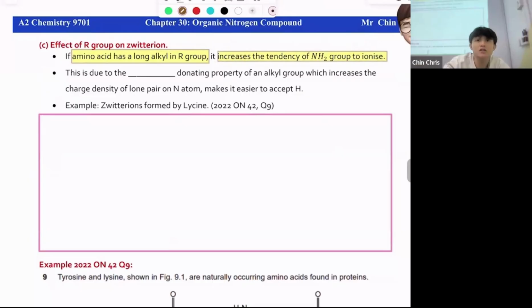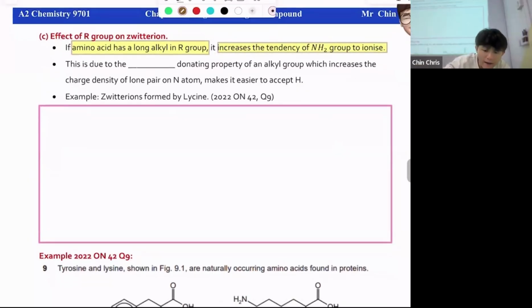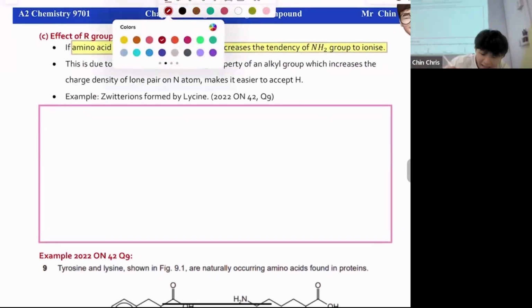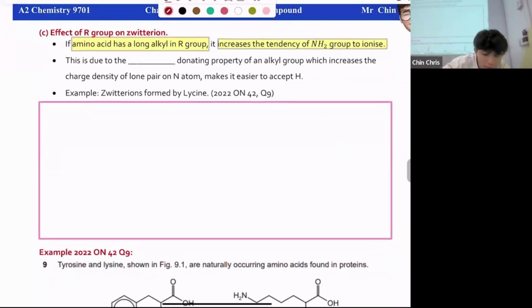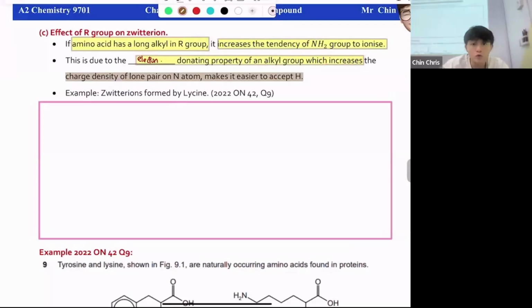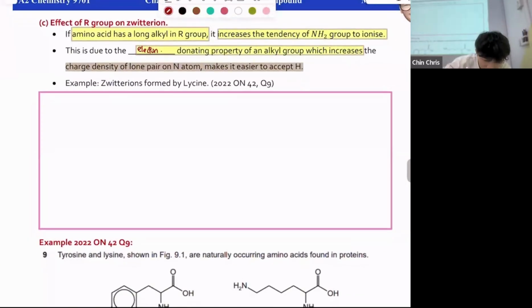Okay, guys, now let's look at the structure of lysine. Before that, let's look at point two. This is due to the presence of the electron donating property of an alkyl group, which increases the charge density of the lone pair, making it easier to accept an H. All right, guys, now let's look at lysine.